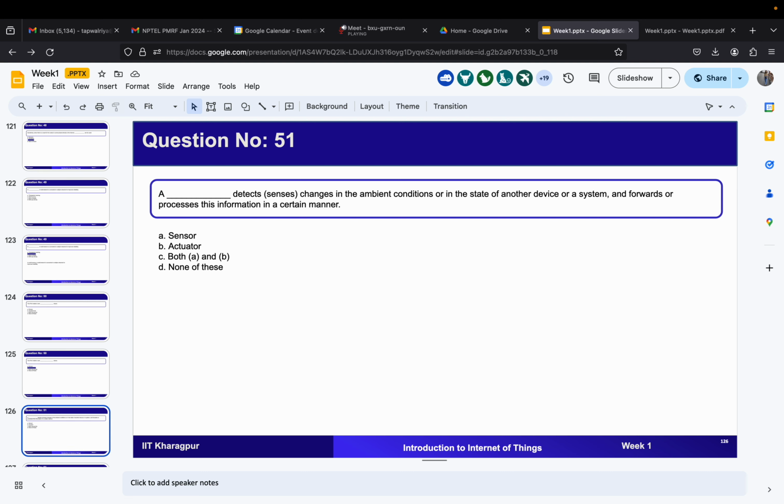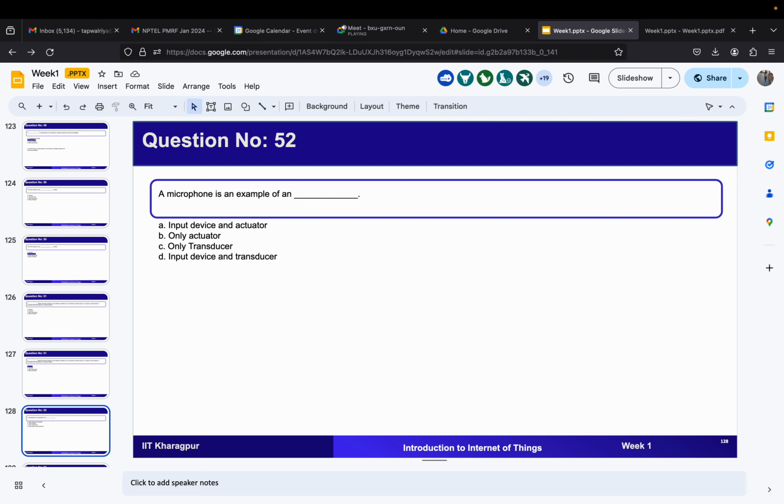Next question is, a blank detects changes in the ambient condition or in the state of another device or system and forwards or processes this information in a certain manner. Options are sensor, actuator, both A and B, none of these. Anyone? Both of these. Anyone else? A sensor. Right, because an actuator is not monitoring the ambient condition, it is just controlling the system. So the correct option is sensor.